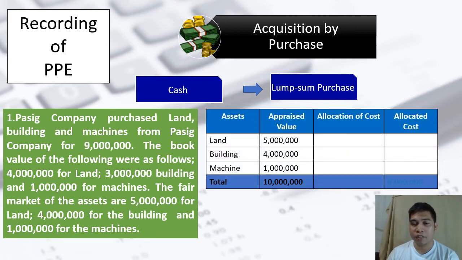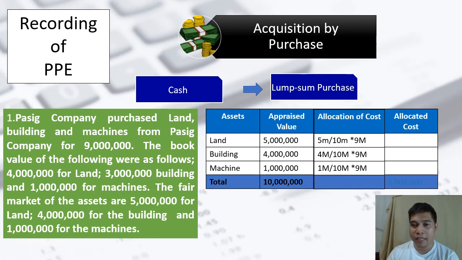So, ito yung table. So, meron tayong assets dyan. We have the land, the building, and the machine. So, ang total appraised value natin is 10 million. So, we ignore the book value. So, ang gagawin natin yung 10 million, ito yung ating magiging denominator. Then, yung appraised value ng kada account, ayun po yung ating numerator. Then, multiply natin dun sa ating lump sum price, which is 9 million. So, ganito po yung magiging formula.